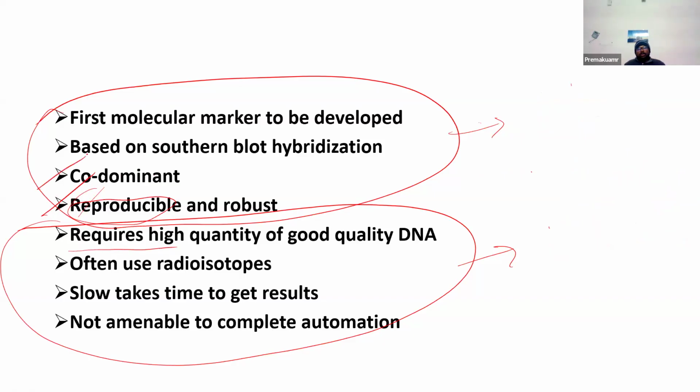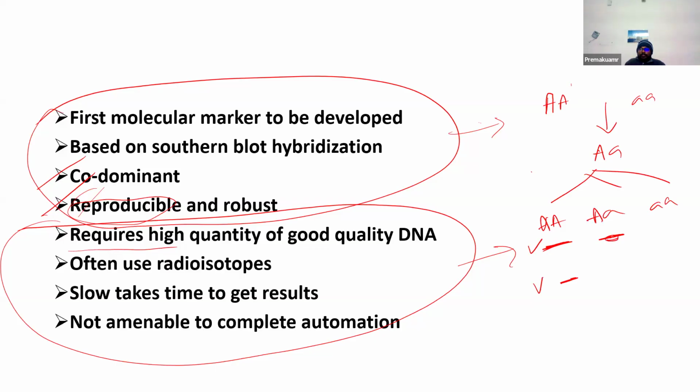Then what is codominant nature? It should be able to differentiate between homozygote and heterozygote, sir. Exactly. The marker system should be able to differentiate. For example, this is one system. What is this system called? First system.